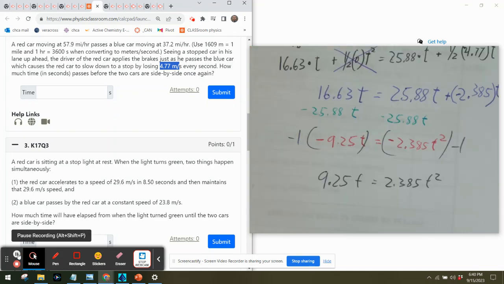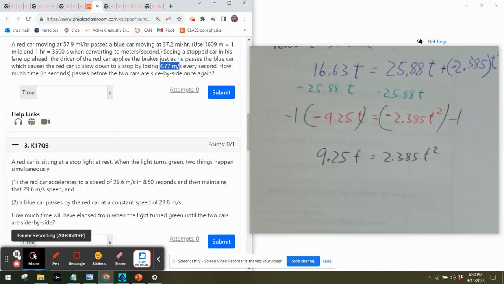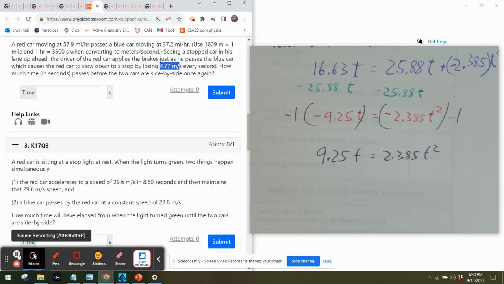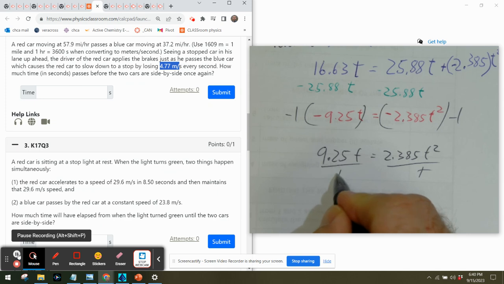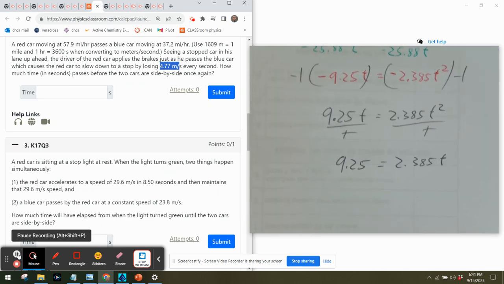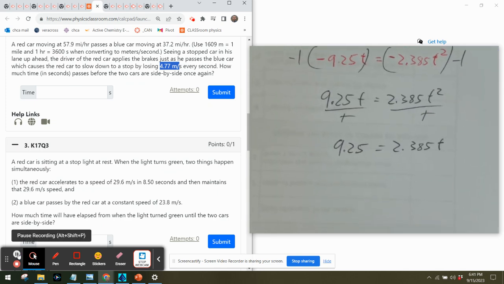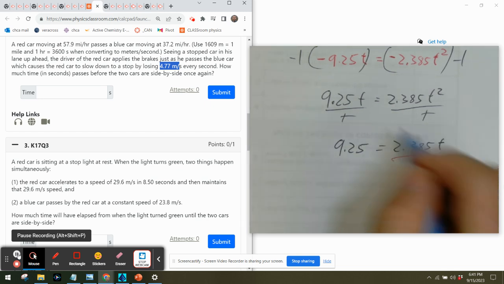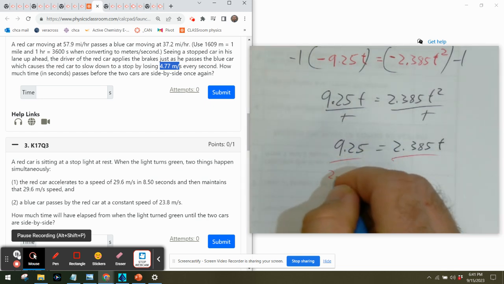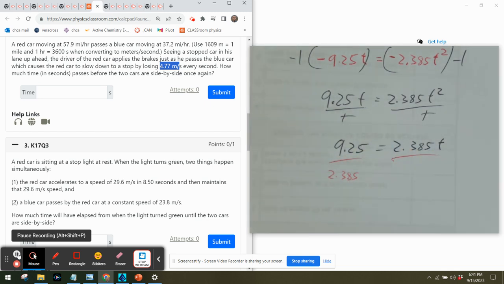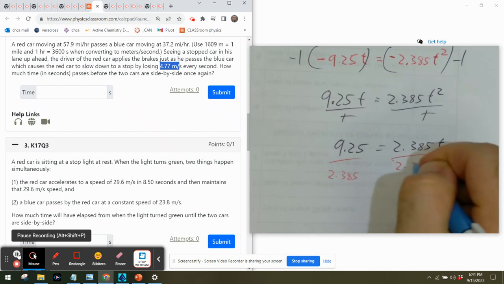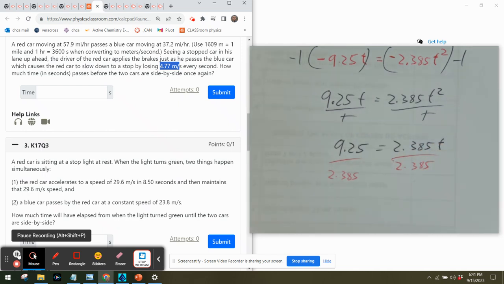That will look like that. Of course, we're getting very close. At this point, we can divide both sides by t, which gets us to there, and then we can divide by 2.385. Oops, need to show my work.